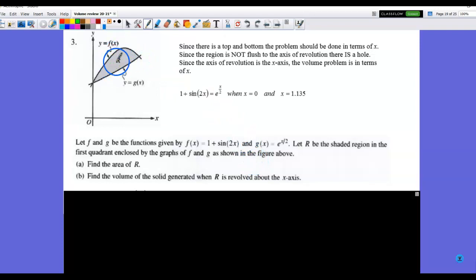So when we look at region R, we can see that there's clearly a top curve and a bottom curve, so we're going to find the area in terms of x. We're going to let the calculator find this point of intersection and this point of intersection. This one looks like 0, but you should never assume, students, never assume points of intersection or numbers on a graph given, particularly if there is no grid.